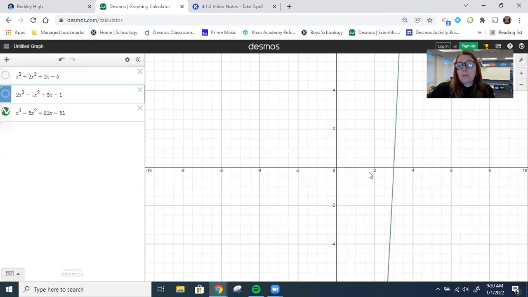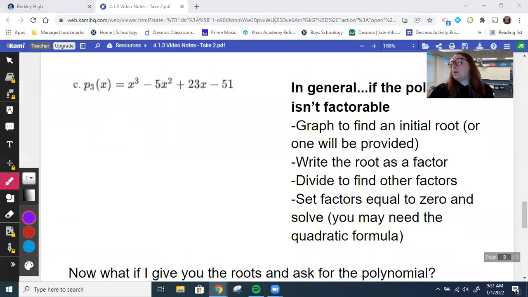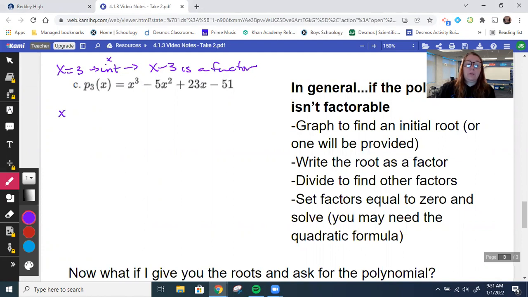So it's cubic, but it only has one x-intercept here at, looks like, 3. Yep, got 3. So let's see, x equals 3 is an x-intercept. That means x minus 3 is a factor. So we're going to divide.